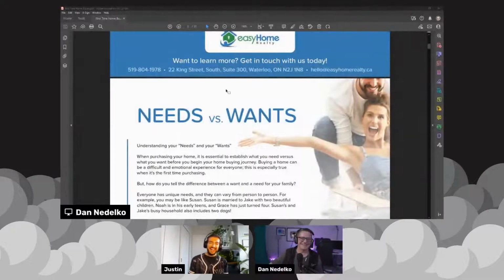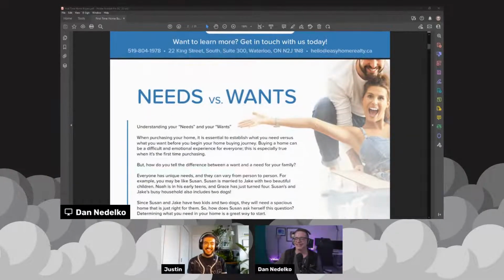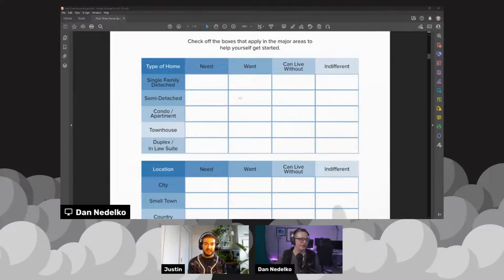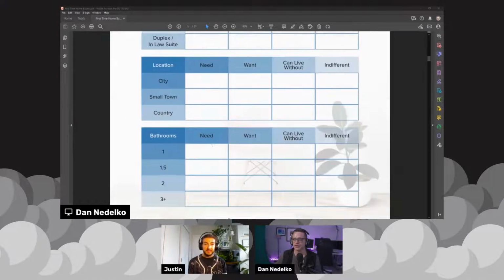Actually, many years ago, Greg, we worked on an NFL season lead magnet that was, I don't know, 65 pages long, I believe. It was a monster. You can see in this example of this lead magnet, it really is an in-depth guide. It talks about needs and wants, right? Gives really good references and places for people to jot down notes.